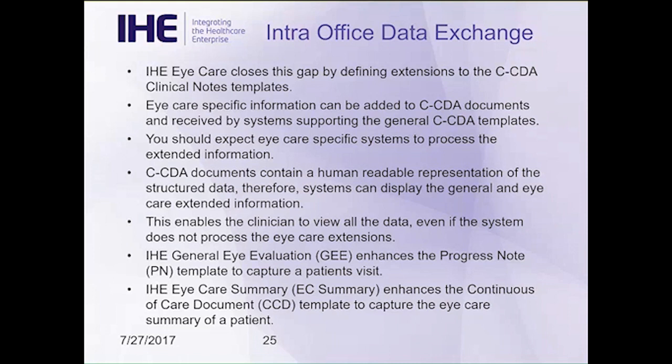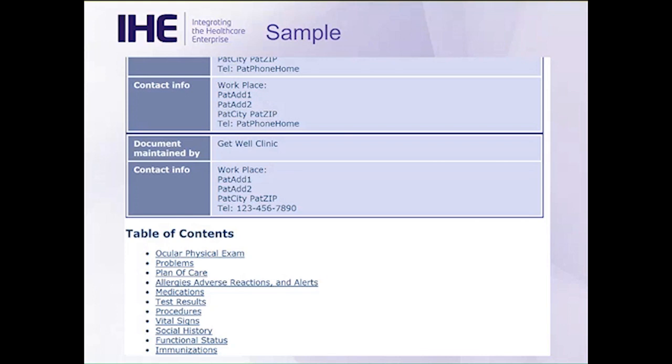So for this template, we did define the eye care summary, or EC summary extension. To give you a better idea, if you ever have seen a CDA document, you know that the human readable representation normally starts with a header, and then you should have a table of content, and in this table of content you normally find those things like problems, plan of care, etc. But with this screenshot, you see that there is a new top node that is called ocular physical exam, and that is the root node for all the entries that deal with the ophthalmic specific data.